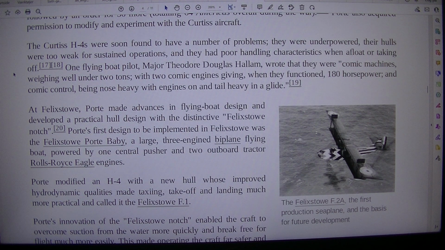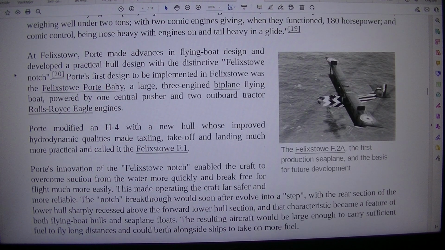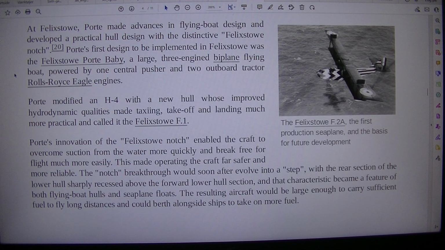Weighing well under 2 tons, with 2 comic engines giving, when they functioned, 180 horsepower, and comic control, being nose-heavy with engines on and tail-heavy in a glide. The Felixstowe F.2, the first production seaplane, and the basis for future development at Felixstowe.